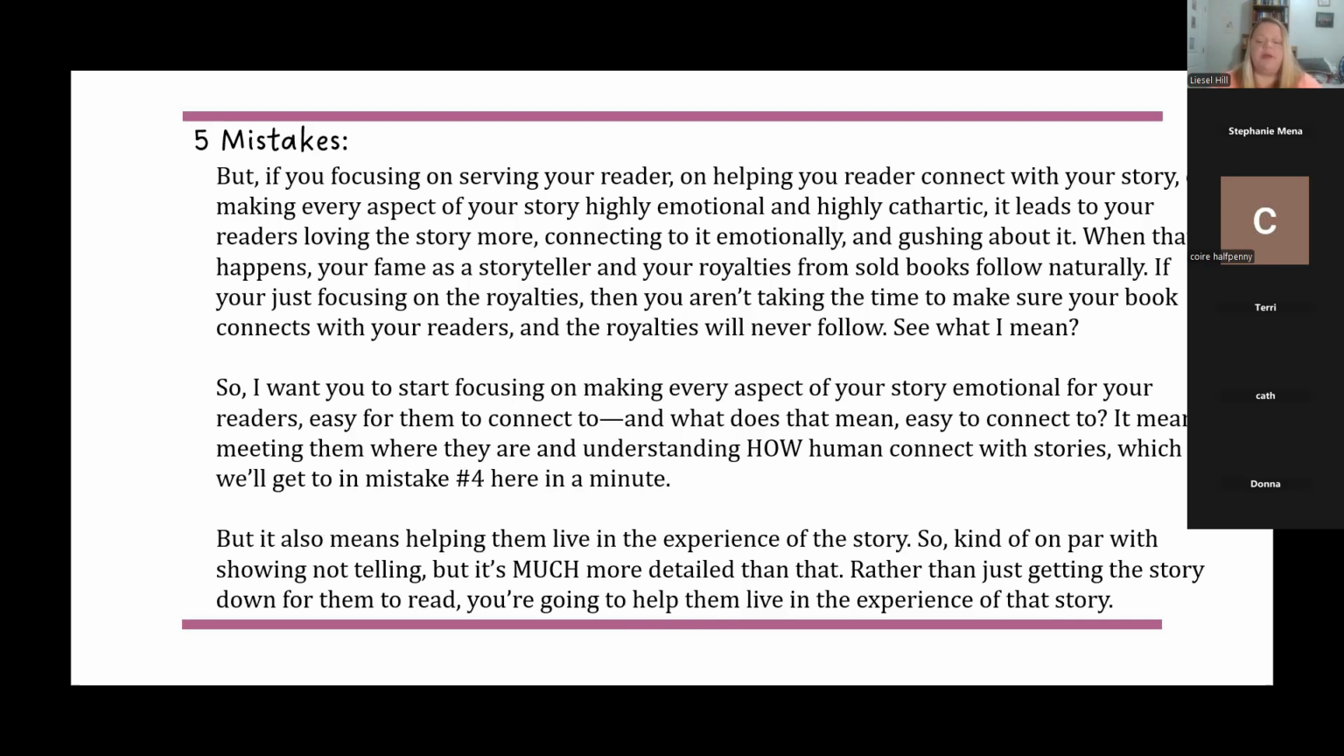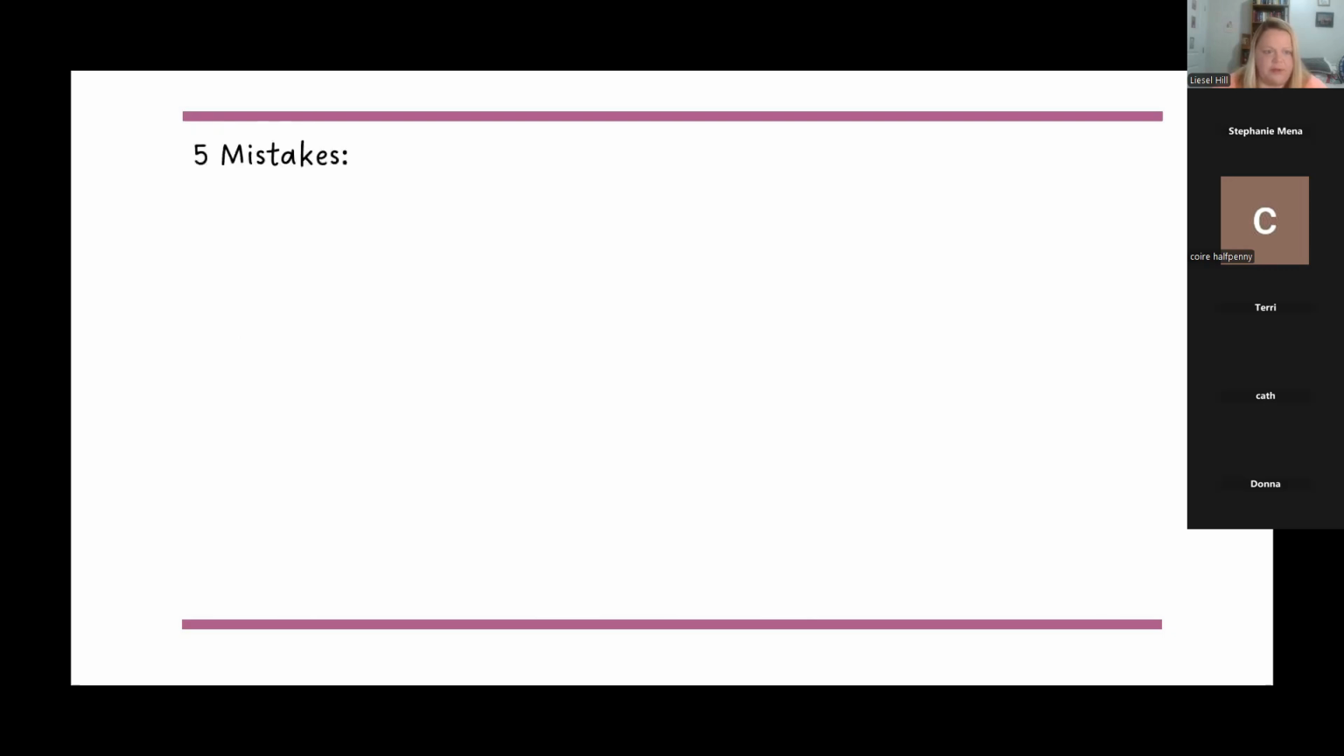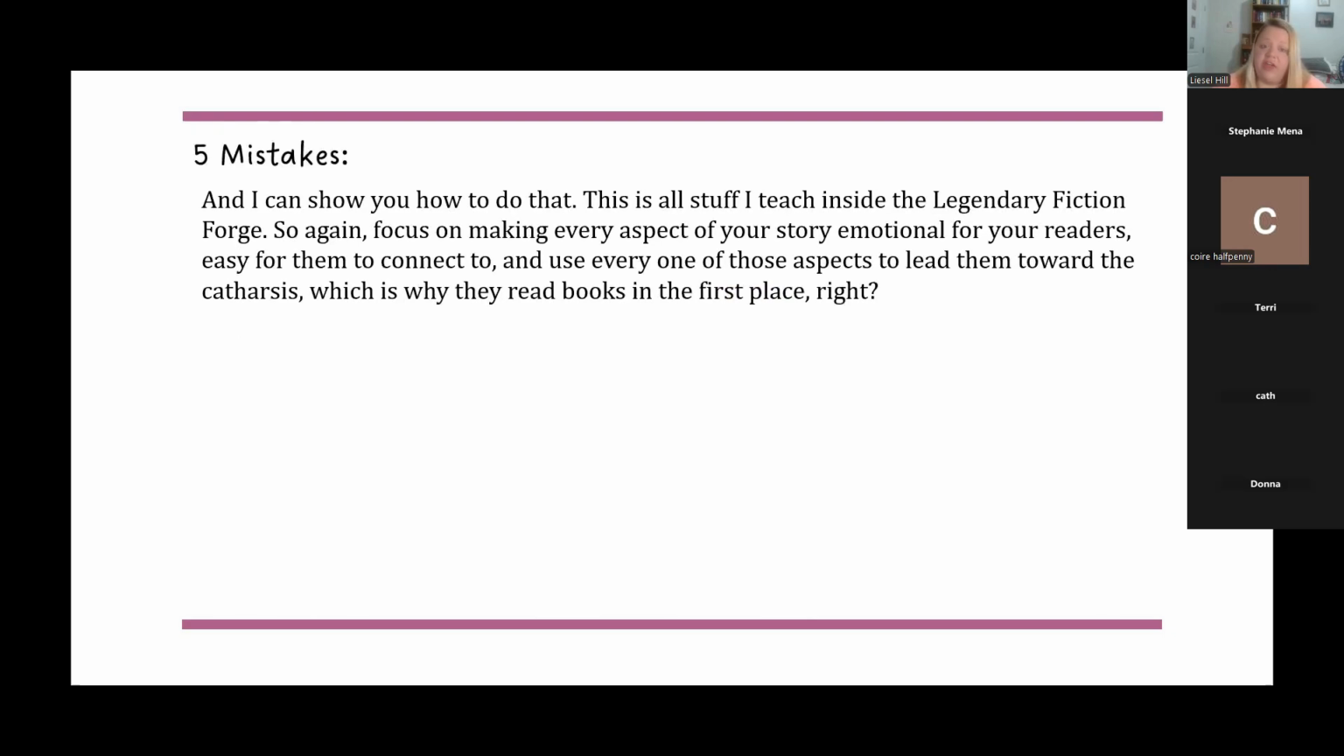But it also means helping them live in the experience of the story. So it's kind of on par with showing, not telling, which I know you've all heard of, but it's a lot more detailed than that, okay? Rather than just getting the story down for them to read, you need to help them live in the experience of the story. And I can show you how to do that. This is what I teach inside the Legendary Fiction Forge.